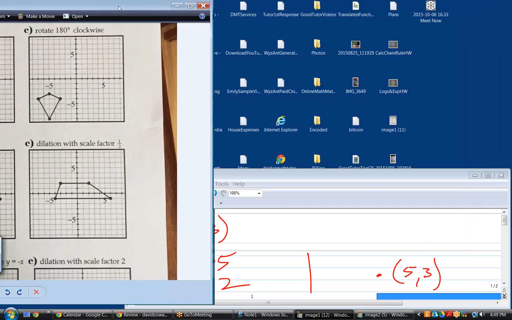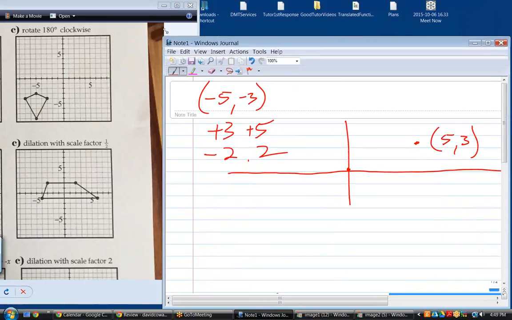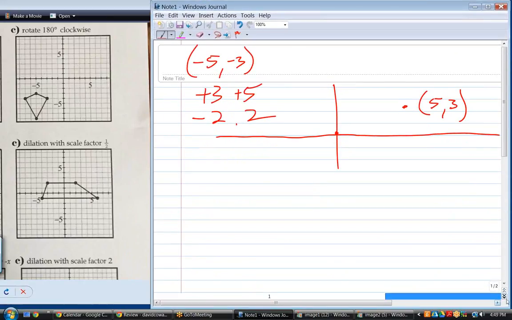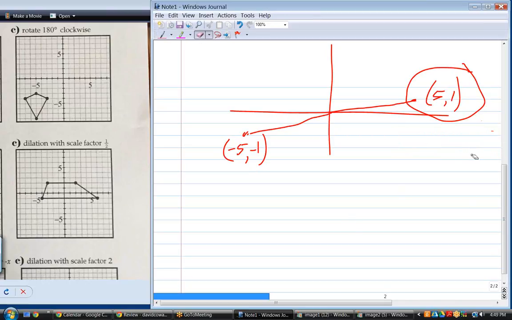And finally, let's do a 180-degree rotation. And even though they say clockwise, doesn't matter, right? Whether it's clockwise or counterclockwise, it's going to be the same thing. Well, let's figure out the rule. In this problem here, I did a 180-degree rotation. I did it as a 90-degree and then another 90-degree. But what did I end up with? So what's the rule?